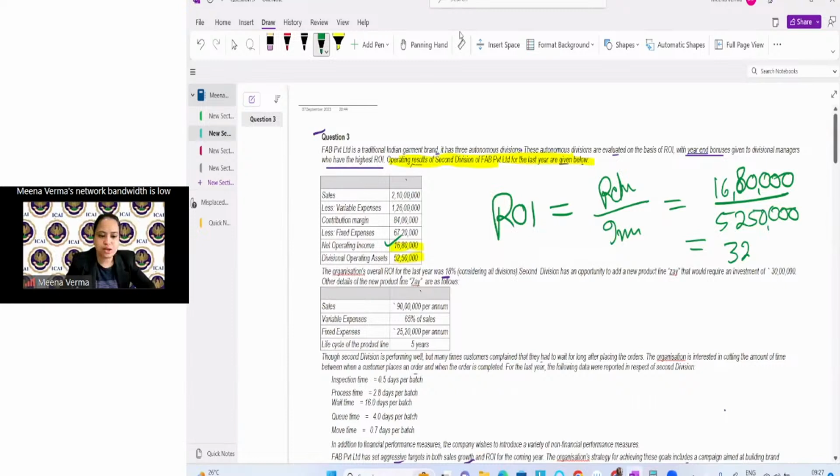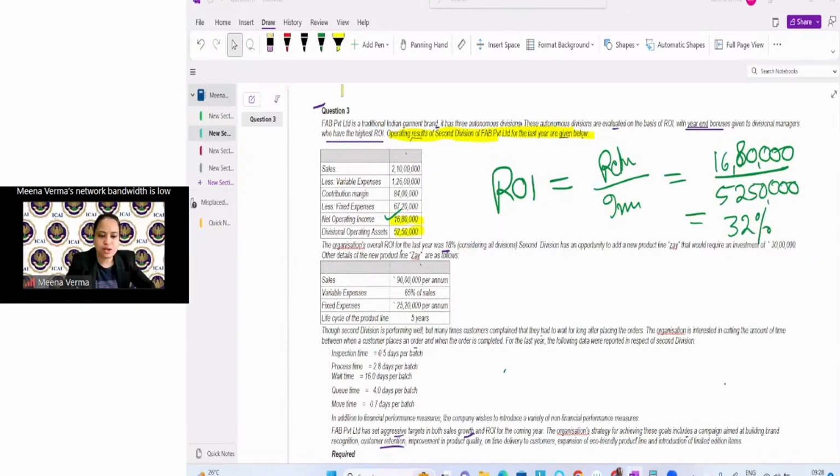If the company introduces a new product line, you will see, after introduction of a new product line, what will be the return on investment. Let's see. What is the question they're asking you here after this? They're asking you to discuss whether the manager of the second division should accept or reject the new product line.